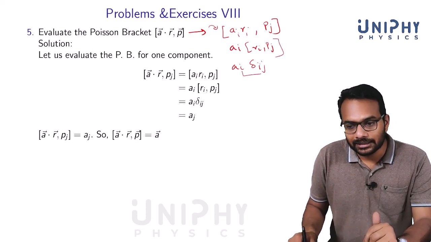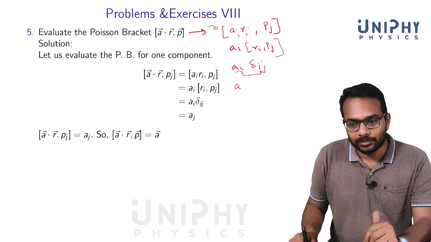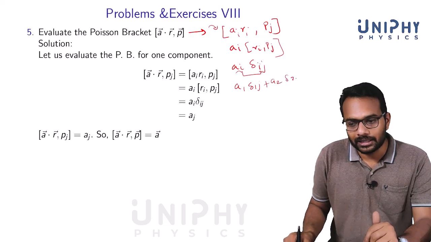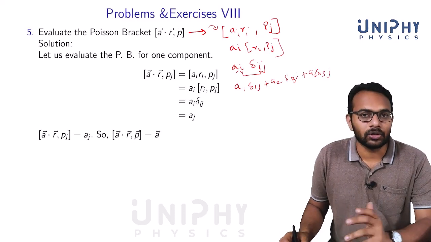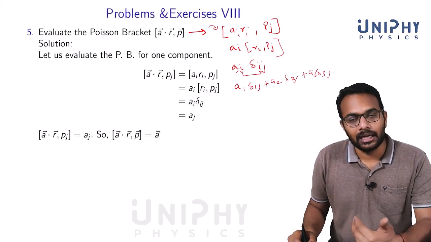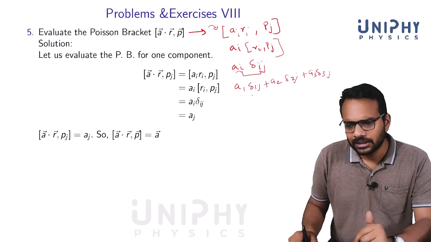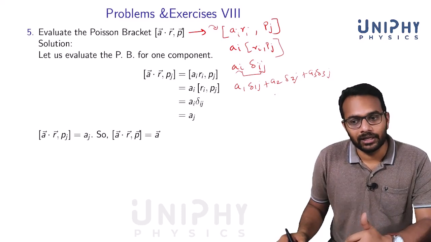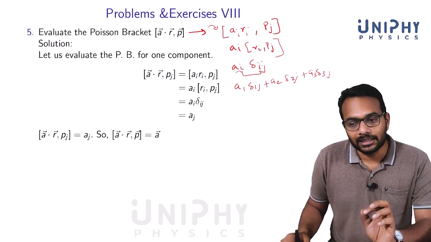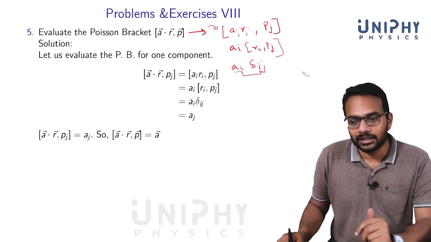So remember that there's a summation over i. What does this mean? This means that it is a1 delta_1j plus a2 delta_2j plus a3 delta_3j. I have summed over all values of i, which takes values 1, 2, 3. Now we see that only one term in this will actually survive, the term for which i is equal to j.